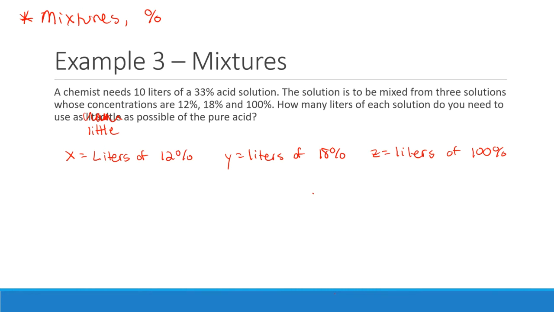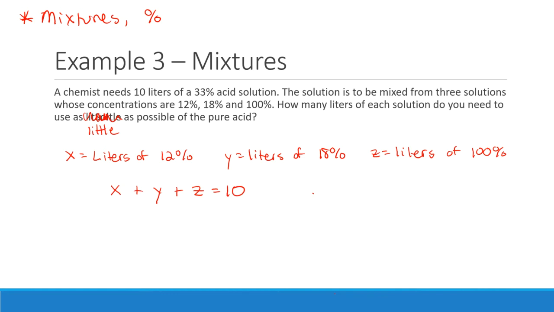So we have 3 variables. We need to have 3 equations in order to solve this problem. So the first thing is, when you're doing a system involving mixtures, one of your equations is always for the total amount that you have, like the total amount of liquid or pounds or whatever you have. So our total, we need 10 liters. So we're going to take the liters of X plus the liters of Y plus the liters of Z, and that needs to equal 10 liters. We need 10 liters total.